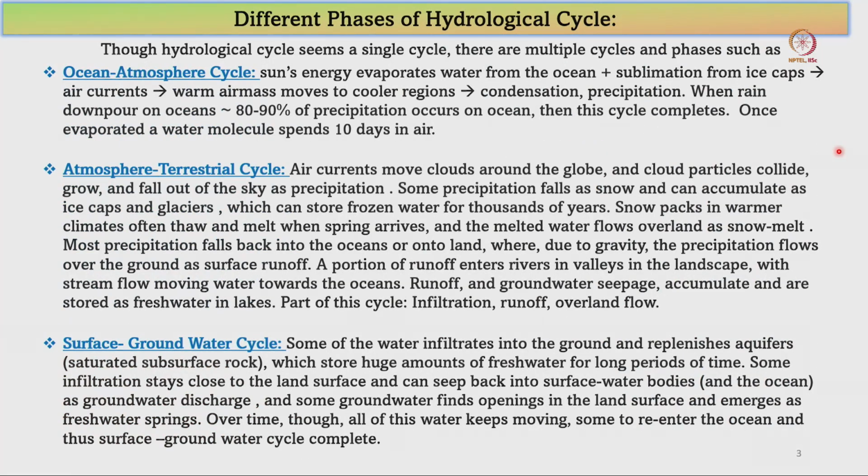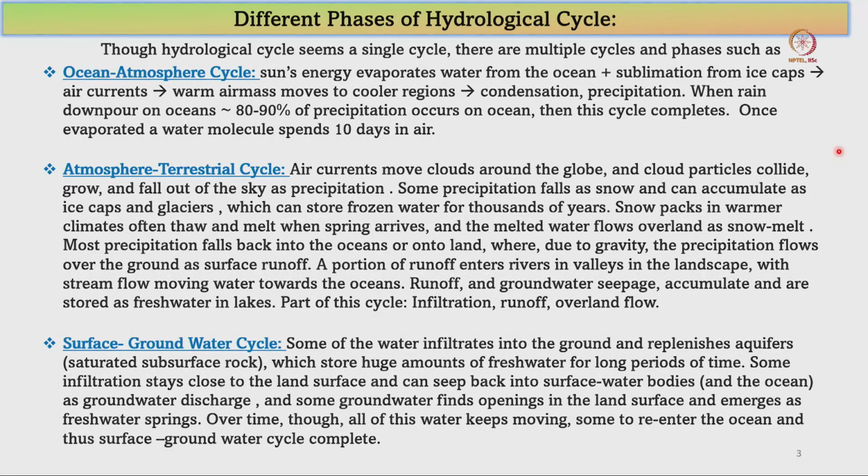And in this hydrological cycle, there are different phases and there are multiple cycles occurring. It is not like one continuous process, right. There are multiple phases, multiple smaller cycles happening. So, one such cycle is the ocean atmosphere cycle, okay.